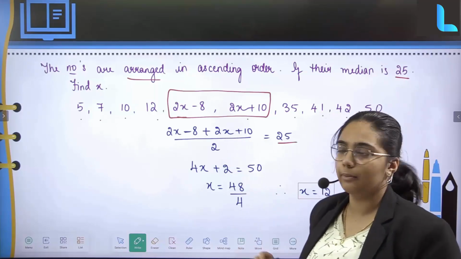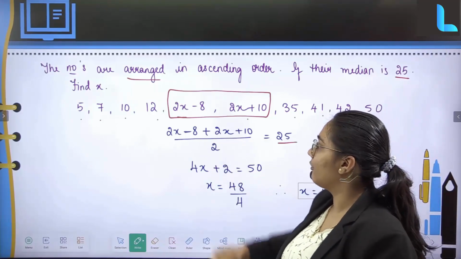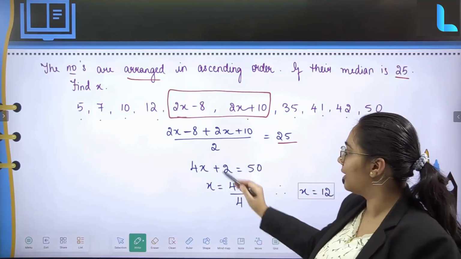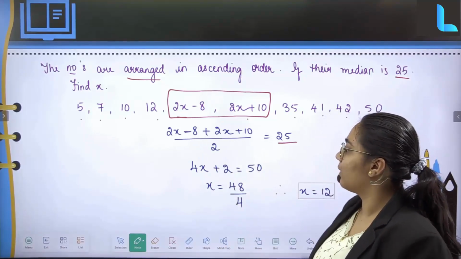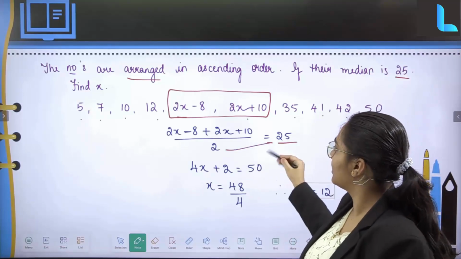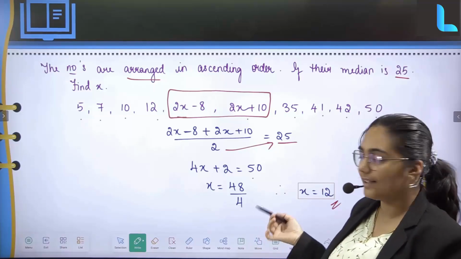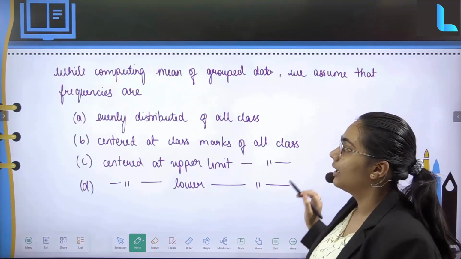If I do the AM for these two, I have to just add them: minus 8 plus 2 plus 10 will be equal to plus 2. So 2 plus 2 is 4x. When I shift this to the other hand side, it is 50. From this I get the value of x, which is equal to 12.